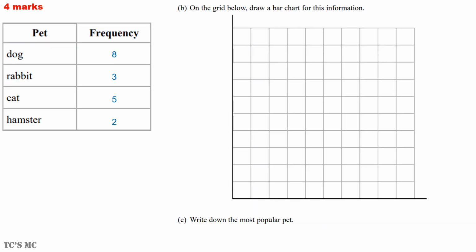On the grid below, draw a bar chart for this information. To start with, I'm going to label the x-axis as pets, and then I've got this section for dogs, a gap, and then the next one for rabbit, a gap, and then the next one for cat, a gap, and then the next one for hamster. Then I'm going to label the y-axis, that's frequency. Each box will be equal to 1, so I've got 2, 4, 6, and 8. Now I have 1 mark. I need to use a ruler when drawing each bar.